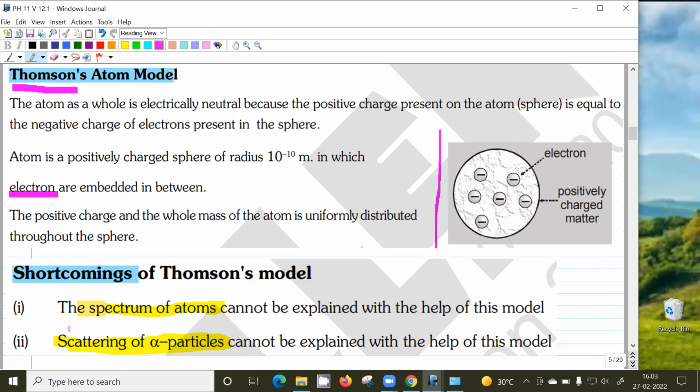So if you have this model, we have atomic spectra also, which give out radiation at particular frequencies, and also scattering of alpha particles. Alpha particle is positive charge, negative charge. What is alpha particle? Helium 2 plus, sir. What is helium nucleus made of? Two protons and two neutrons, sir.